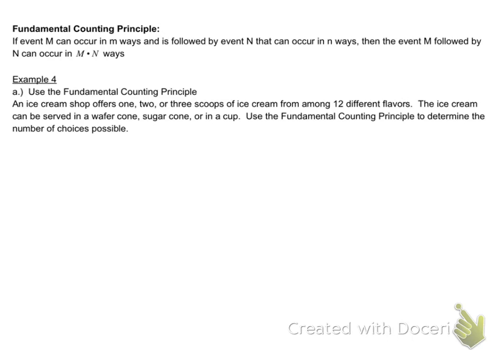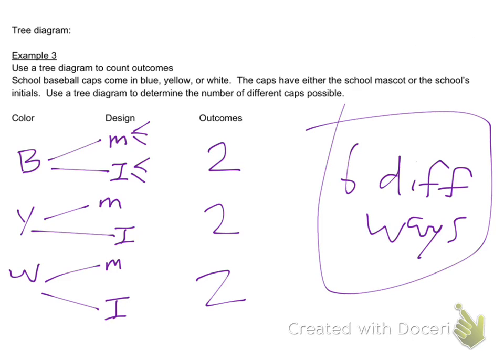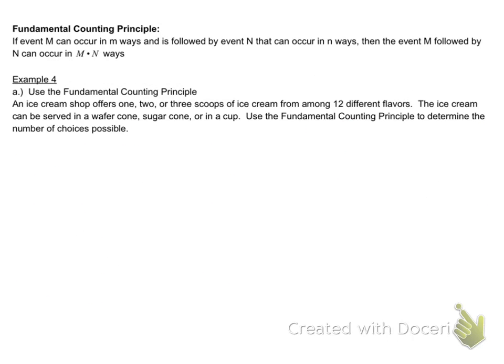So let's go back to our baseball cap problem. How many colors were there? 3 colors. Each colored cap had 2 options for initials or mascot. What's 3 times 2? 6. What was our answer? 6. So it works out. It's very nice. I don't have to draw a tree diagram. So use the fundamental counting principle.